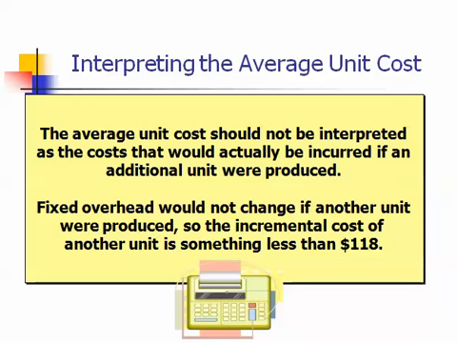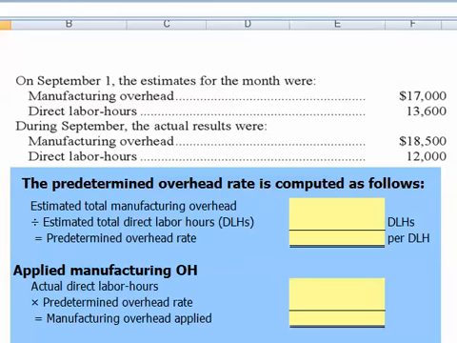We want to be careful in interpreting that $118 average cost per unit. That's not the actual cost that would be incurred if we were to produce one more unit. Our actual cost is likely to be somewhat less than $118 because our fixed overhead cost would not change if we produced another unit. But in spreading that cost out over more units, our average cost per unit would decrease. Let's work through an example.